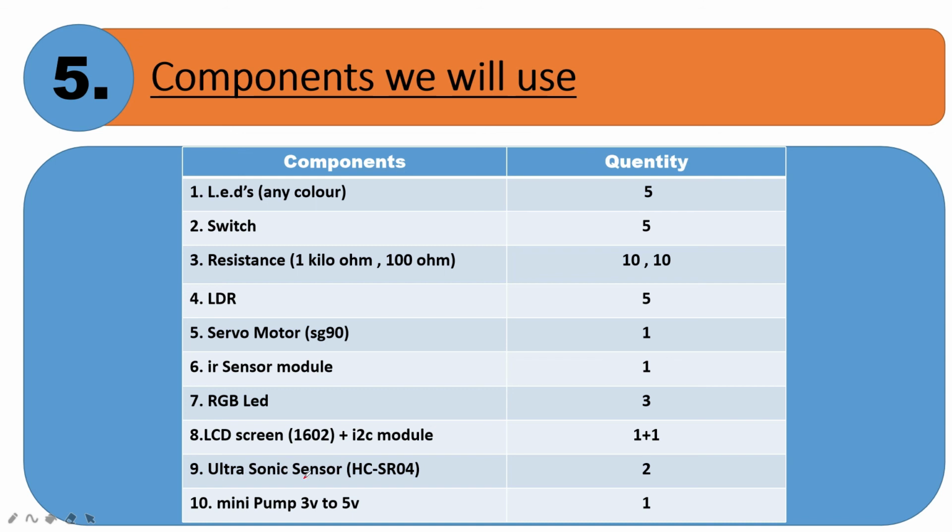Next is the ultrasonic sensor, and its number is HCSR04, and buy 2 of them. And at last, a mini pump, and its rating should be between 3 volts to 5 volts. You just need to have one. Actually, I'm thinking about, after all this, I will make a video where I will tell you how to make a sanitizer dispenser. So that's why this mini pump.